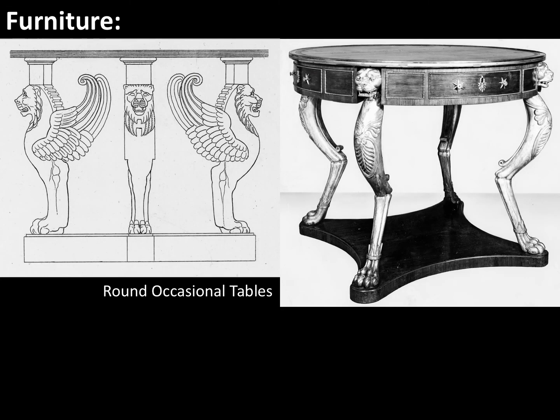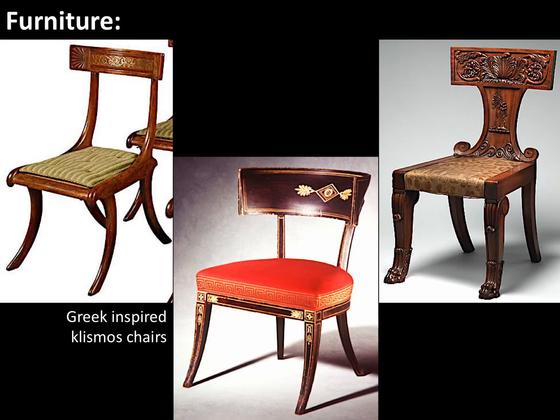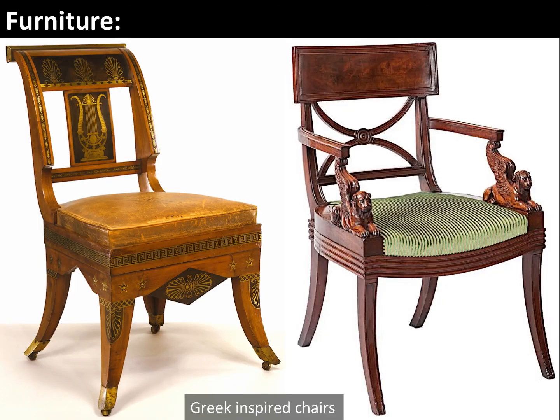Here we have two round occasional tables. The drawing on the left is from a Thomas Hope book, and the image on the right was a table actually designed by Hope. So these feel very much like some of the furniture that we saw in ancient Greece. Here we have some chairs that are inspired by chairs from ancient Greece, and more Greek-inspired chairs. That curved back is a big hint that this is Greek-inspired.